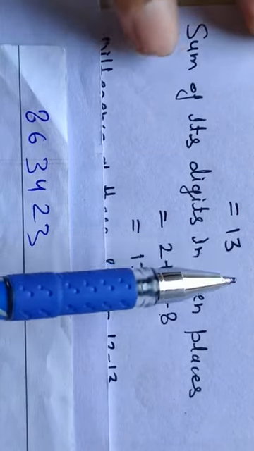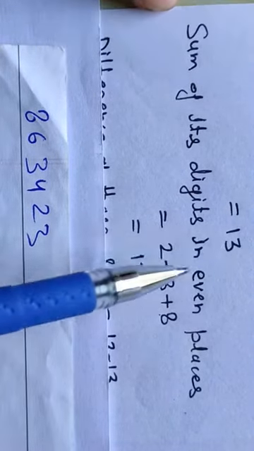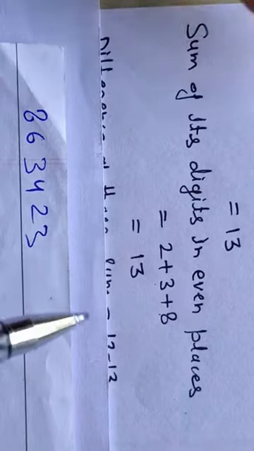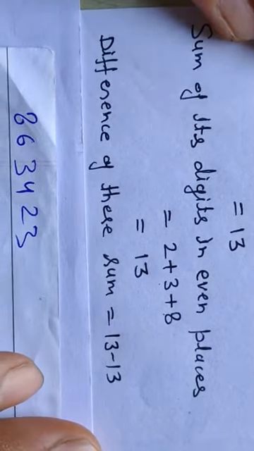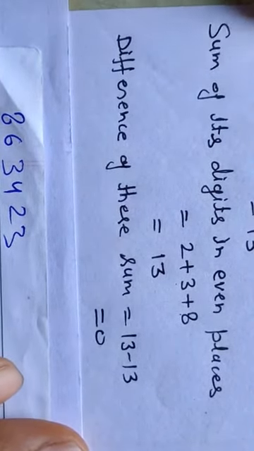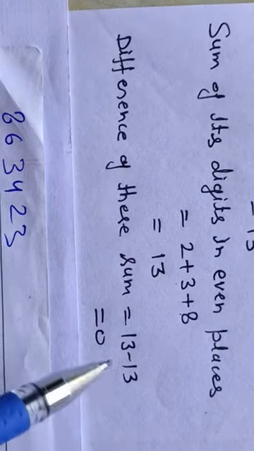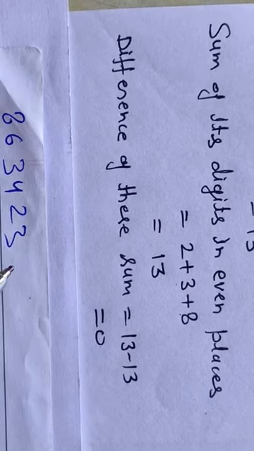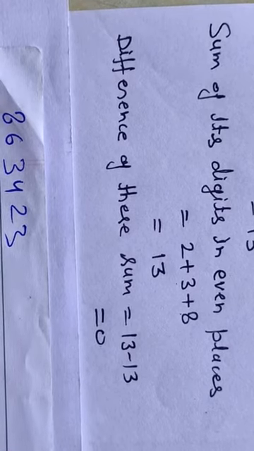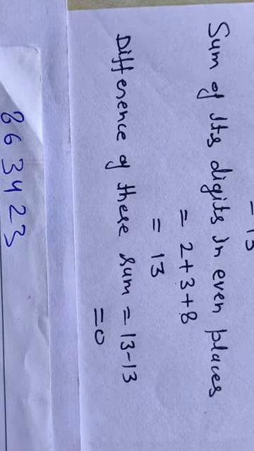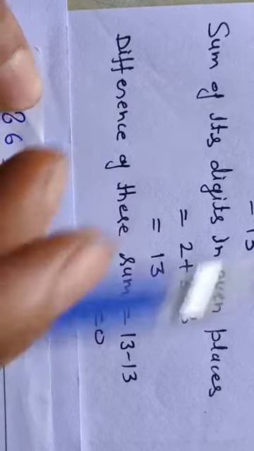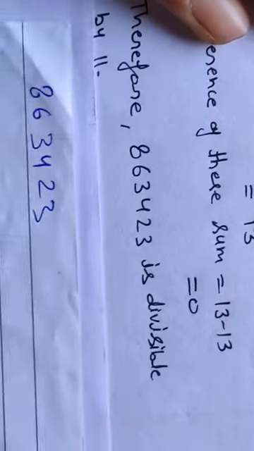Now we will find the difference between both sums. So 13 minus 13 is 0. The difference of the sums is 0. So because the difference is 0, it is divisible by 11. Either the difference will be 0 or a multiple of 11, then the given number is divisible by 11. So because the difference is 0, the given number is divisible by 11.